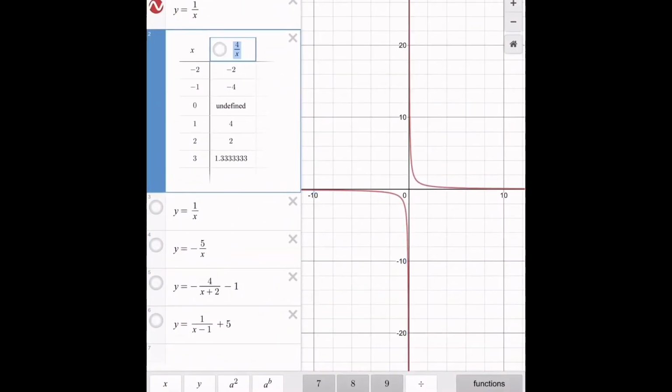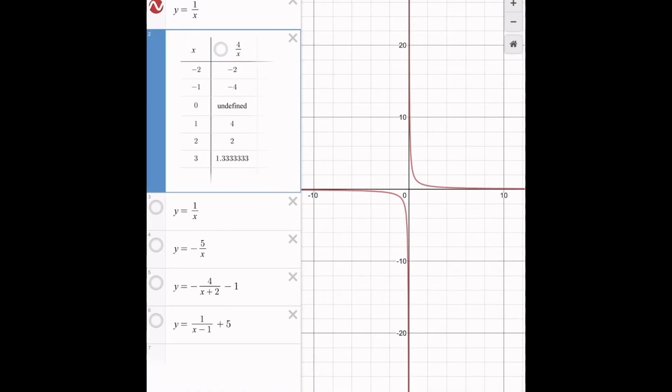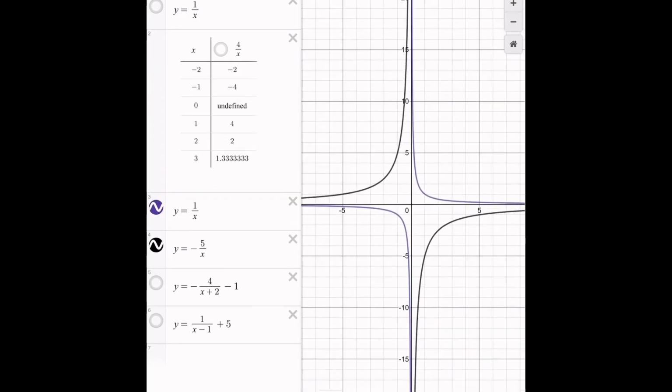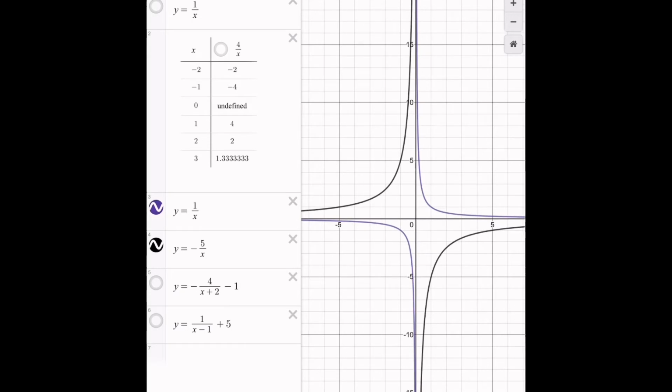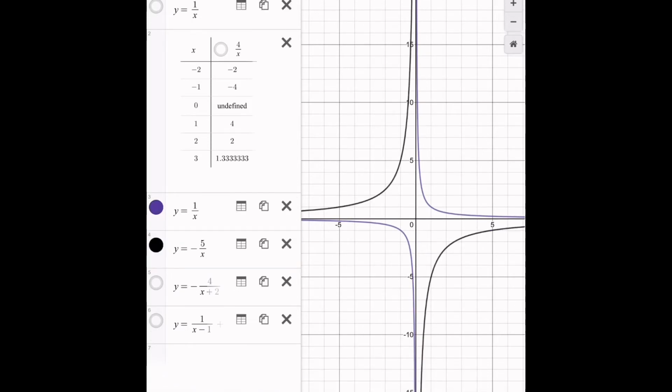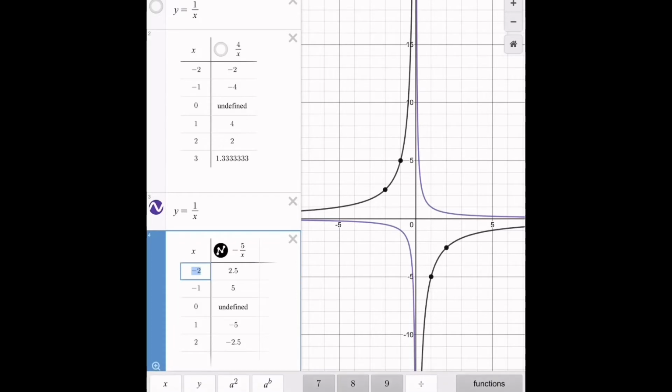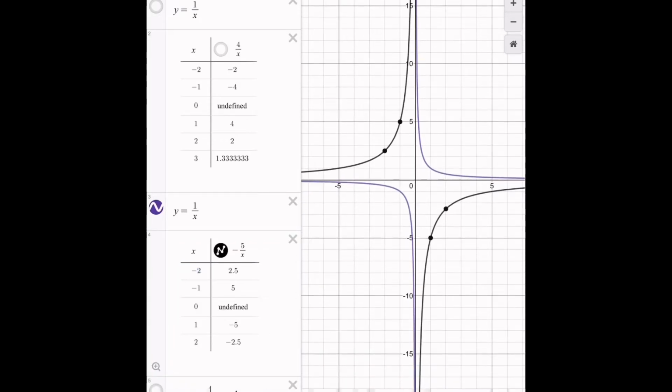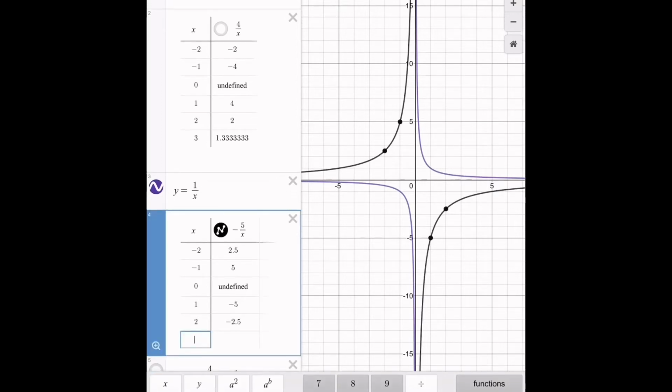I'm going to unclick these top 2, and let's see the bottom 2. So this is a preview of what we're going to sketch onto our notes. I want to look at negative 5 over x since I already have the parent graphed. I'm going to look at the same 3 points. Notice that Desmos stopped at 2. I'm going to type in a 3 and I'm going to copy down those values.